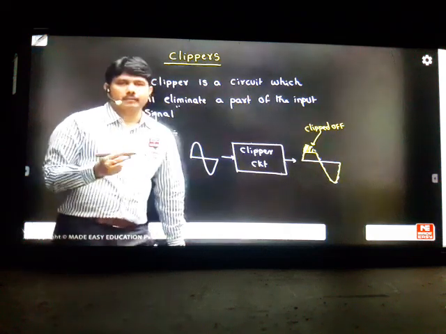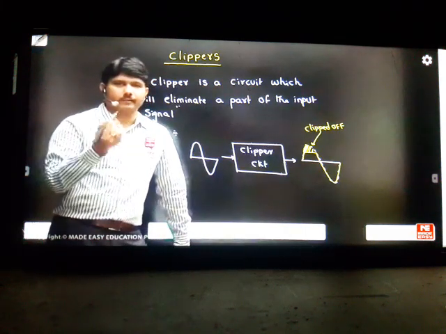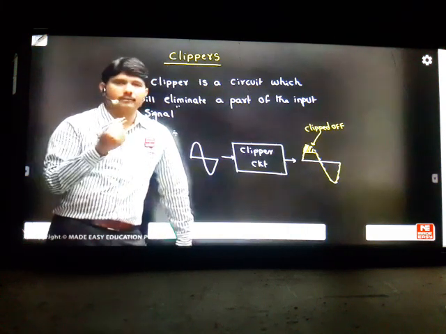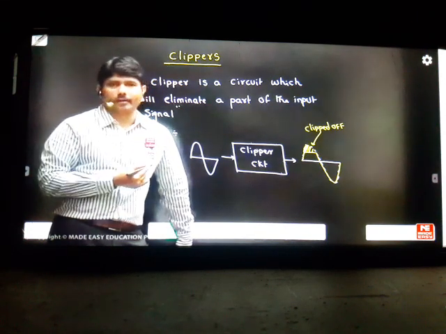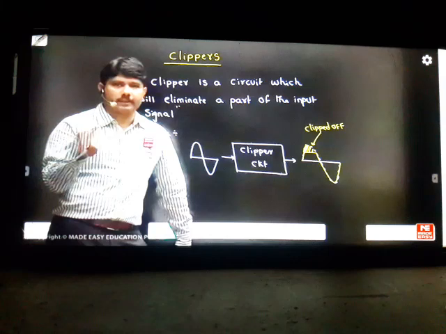One important application, which we use most of the time in the analog communication field: whenever you transmit a signal, it will have some noise, because it has to travel a long distance from transmitter to receiver. In between, in the channel, you will get some noise. That noise should be eliminated. If you want to eliminate that noise at the receiver side, we have to design the clipper circuit.